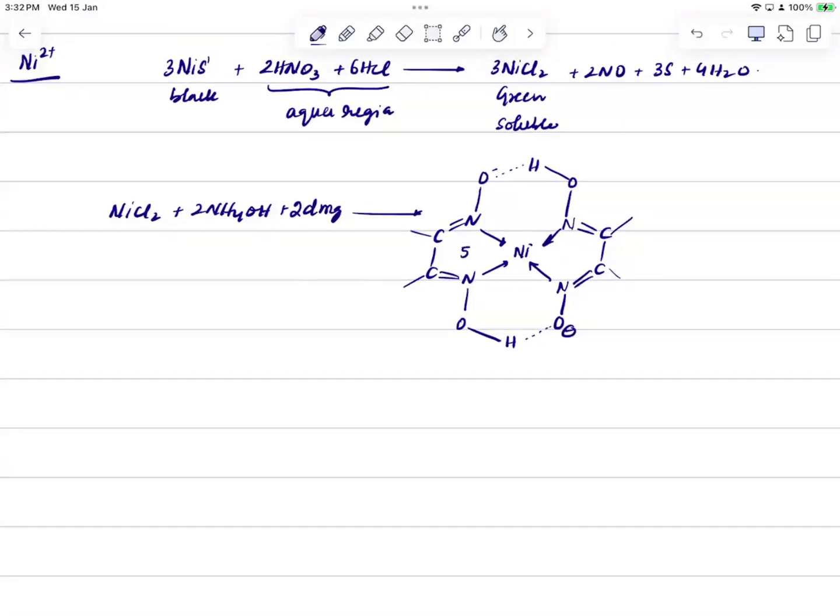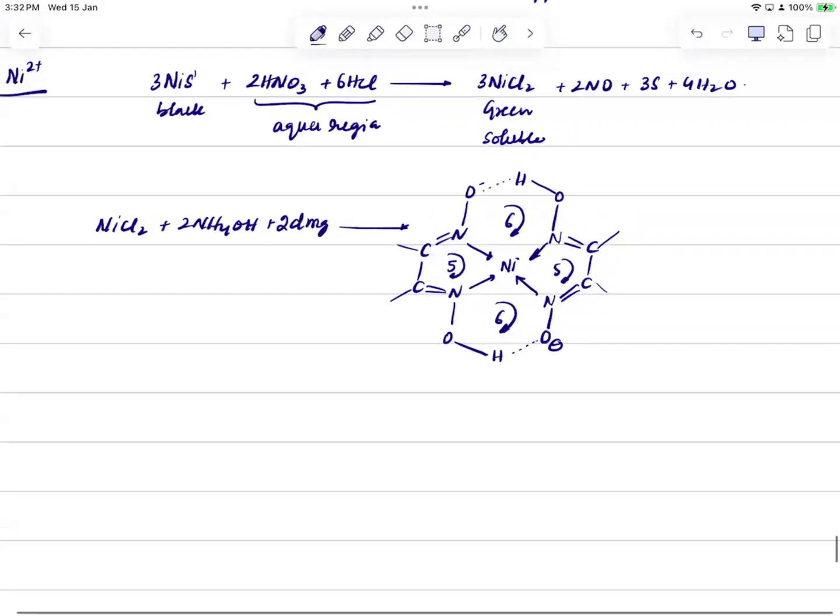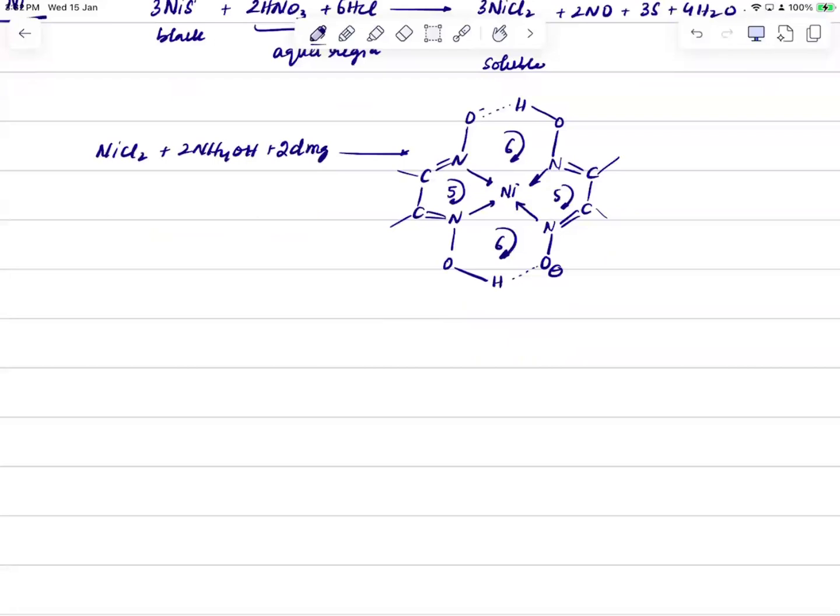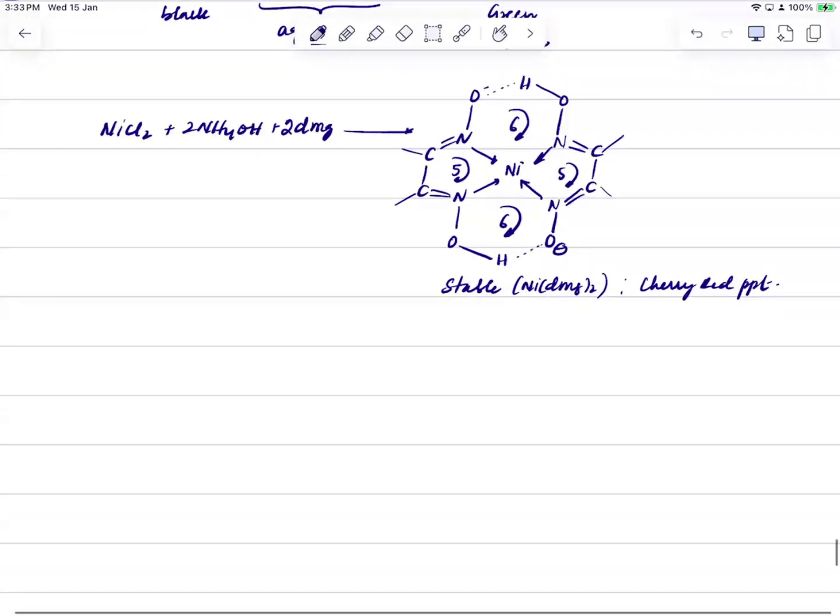So you can see 5-membered rings and 6-membered chelation via hydrogen bonding. That makes this nickel DMG a very stable complex, highly stable, Ni(DMG)2. And the color is cherry red precipitate. Brilliant red or cherry red, the same.